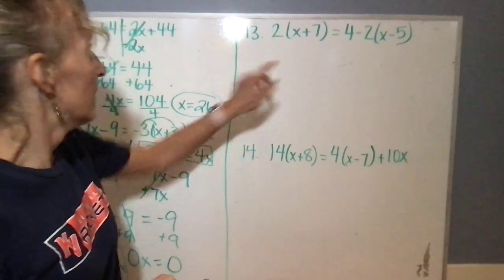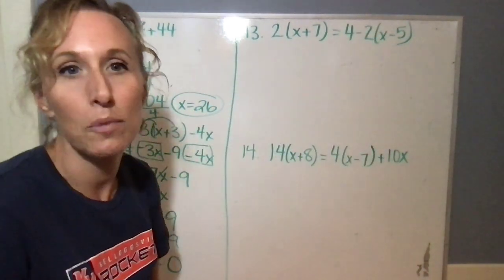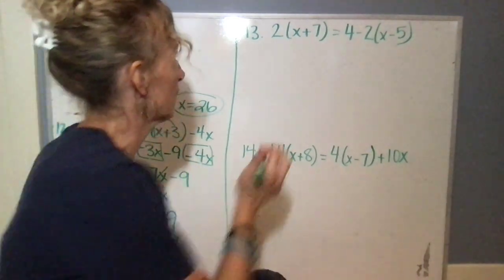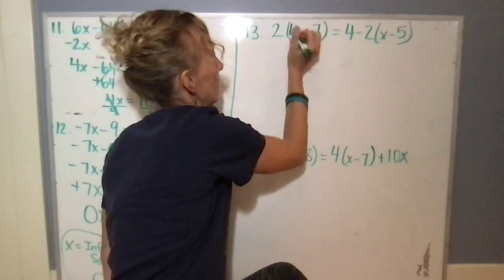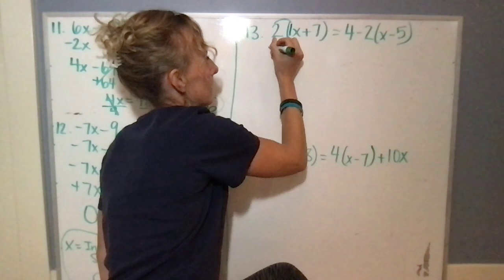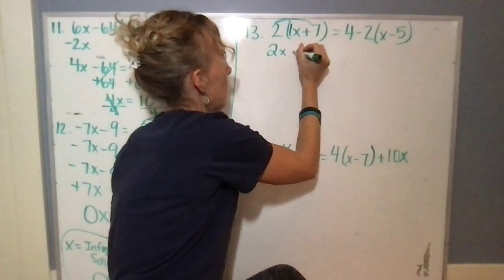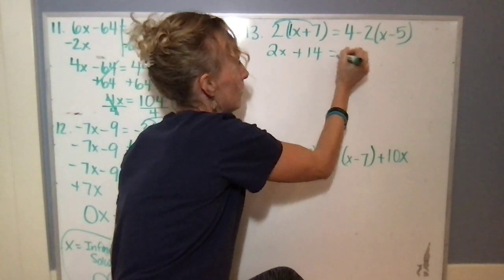Okay, next one. Oh, again, another big long one, all right? But there's parentheses on both sides. Let's get rid of those first. Put a 1 in front of the x here. 2 times 1x is 2x. 2 times positive 7 is positive 14 equals.